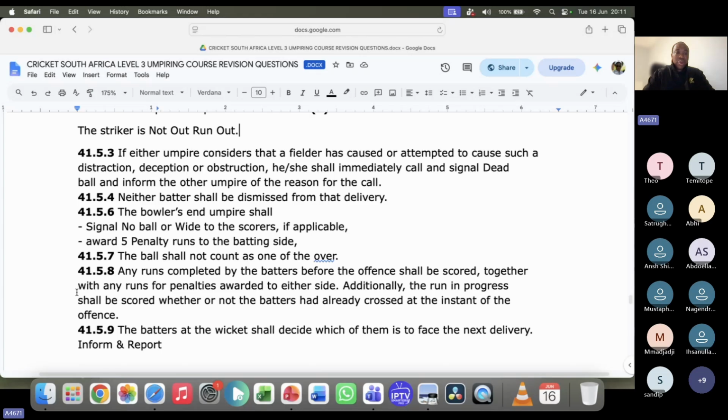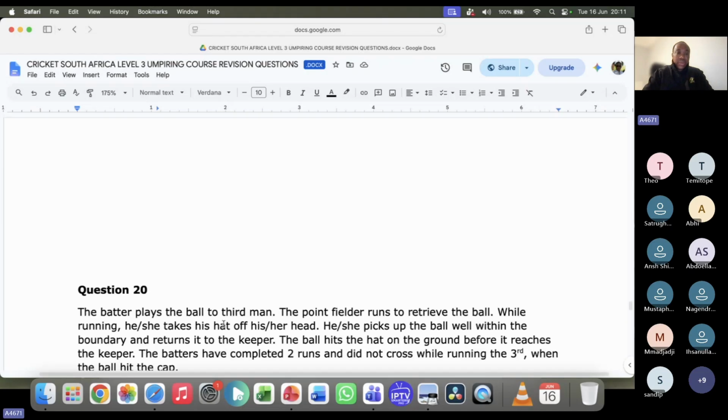Inform and report. Remember 41.5.8 and 41.5.9. It's the only place in the law book where we award a run even if the batters have not crossed, and where the batters will decide which of them face the next delivery. Well done, Isanullah.